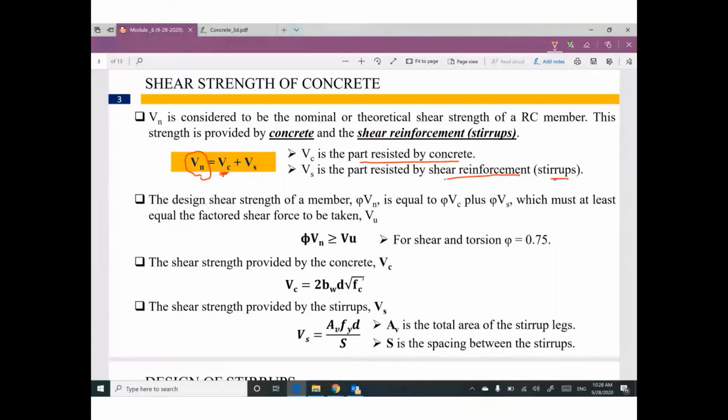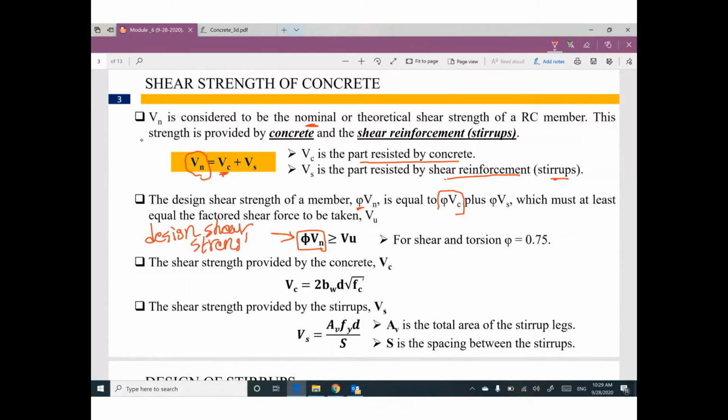Remember, we don't use the nominal shear strength. We are not using this term. So we need to multiply this nominal value by the phi reduction factor to get something called design shear strength. I believe we covered this before.